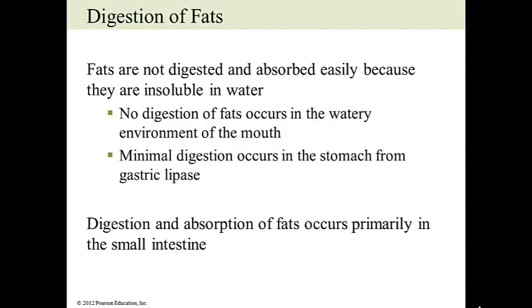Now, fats are not digested and absorbed easily because they're insoluble in water. No digestion of fat really occurs in the watery environment of the mouth. It's very limited. And minimal digestion is occurring in the stomach from gastric lipase. The digestion and absorption of fats occurs primarily in the small intestine.